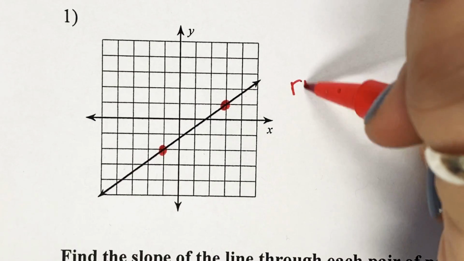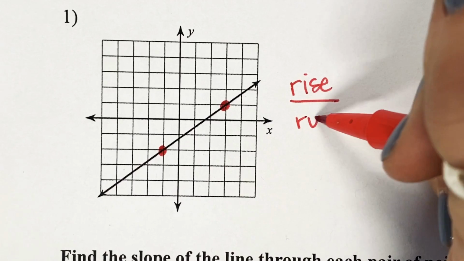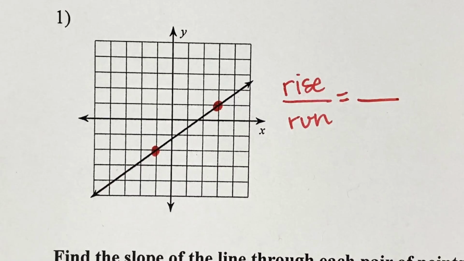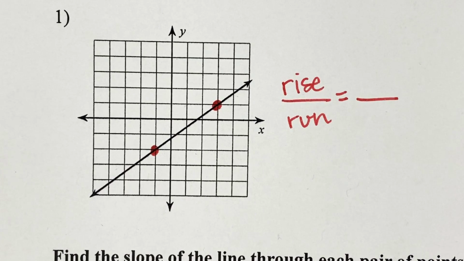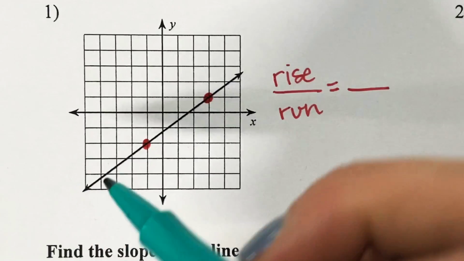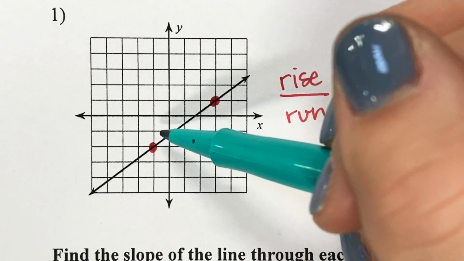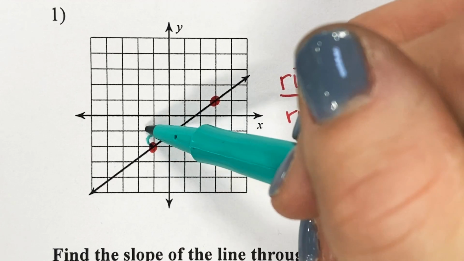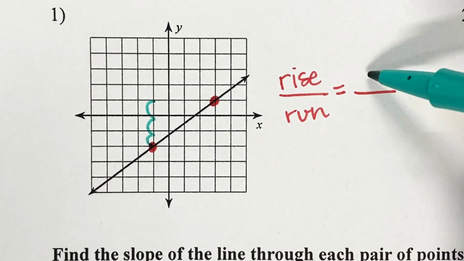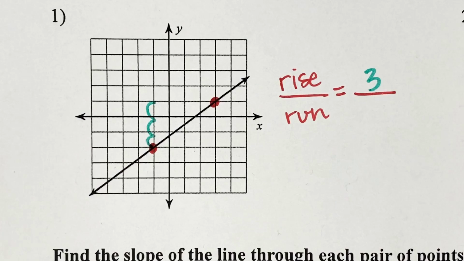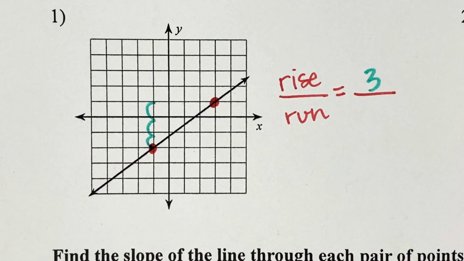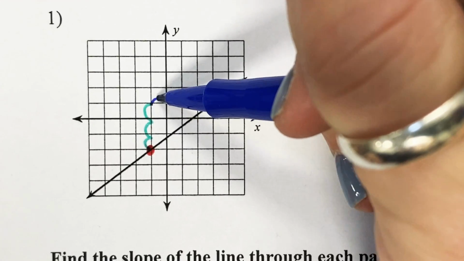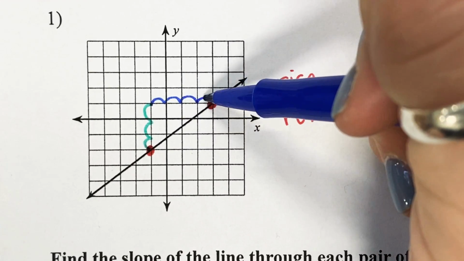Okay, whenever we're talking about slope, we're talking about rise over run. Okay, so we always want to rise first. So let's start at our lowest point on our graph. That is this guy right here. Okay, and I'm going to rise until I get to the same line that my second point is on. So 1, 2, and 3. So I had to rise 3. Okay, and now I need to run. So from this point where I'm standing, I'm going to run 1, 2, 3, 4.